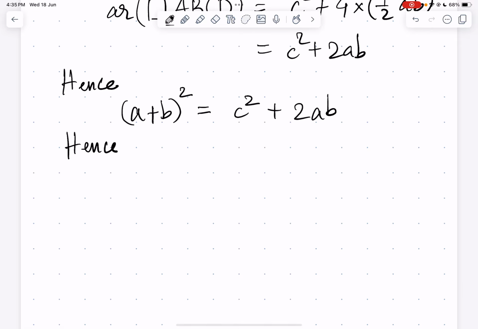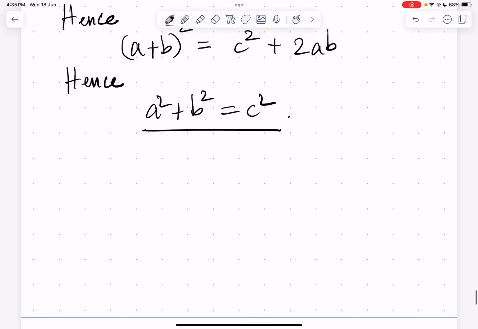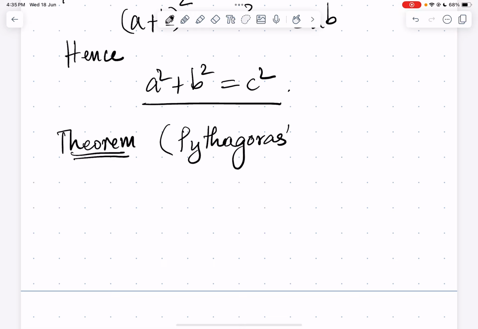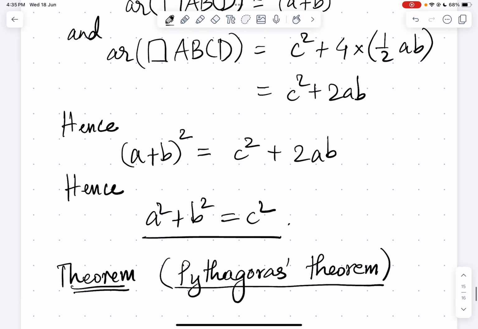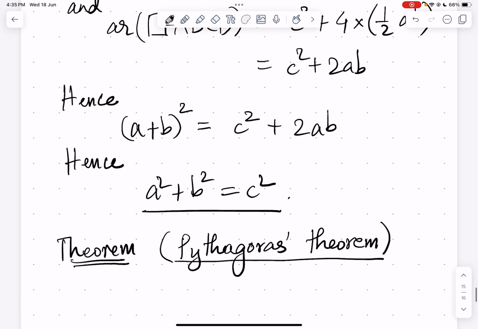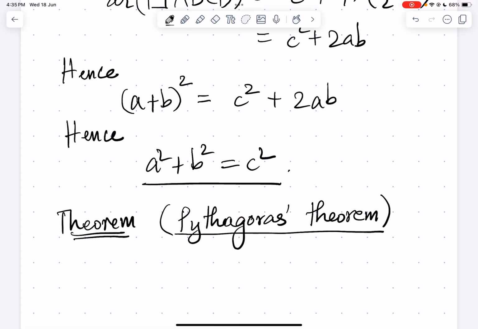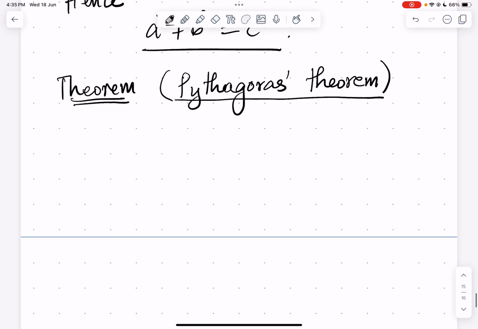Hence, A square plus B square is equal to C square. Right. So we have the theorem. The above equation gives a relationship between the sides of a right angle triangle. The hypotenuse square is A square plus B square. Hence we have this theorem, Pythagoras theorem.